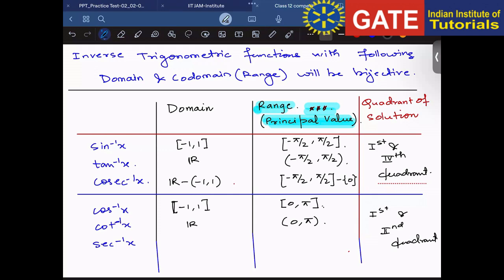Secant inverse will be what? The domain is R minus the interval minus 1 comma 1. And what will be the range? Closed 0 comma pi, minus pi by 2. So these are the 2 tables you have to remember by tomorrow, without fail. If you remember the first one, you will directly remember the second one; if you remember the second one, you will remember the first.